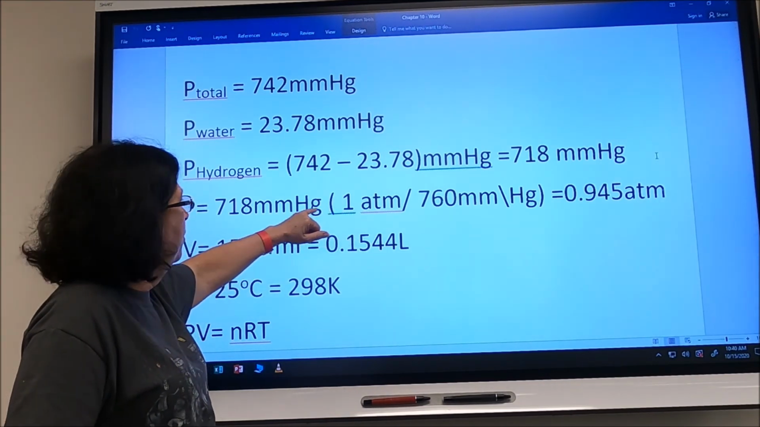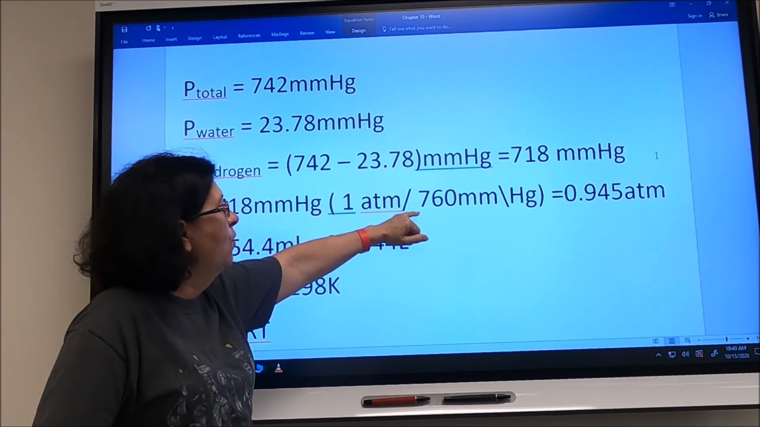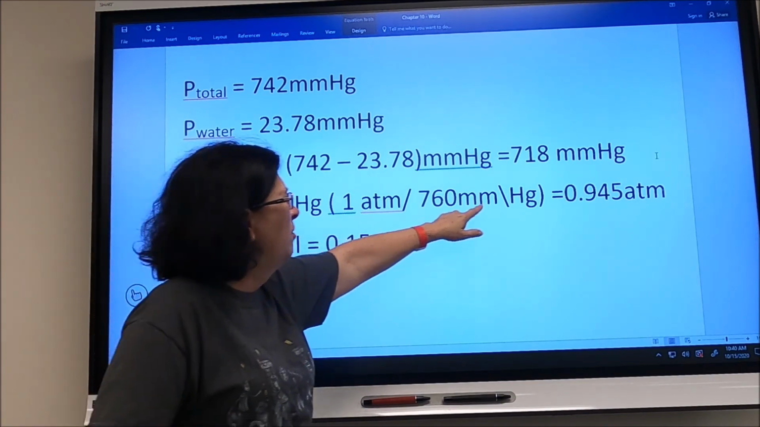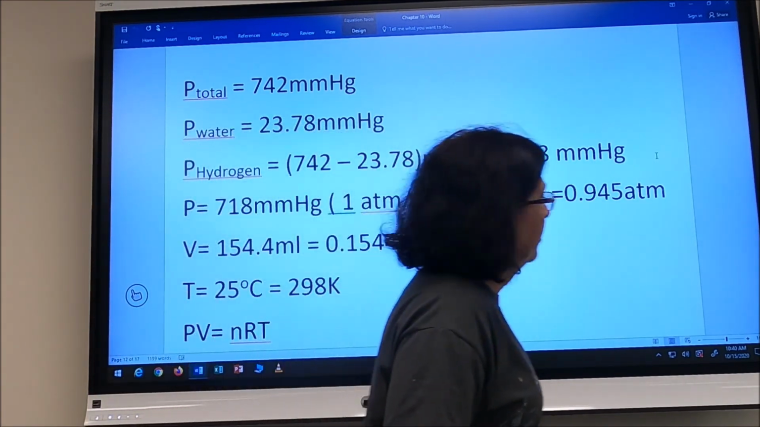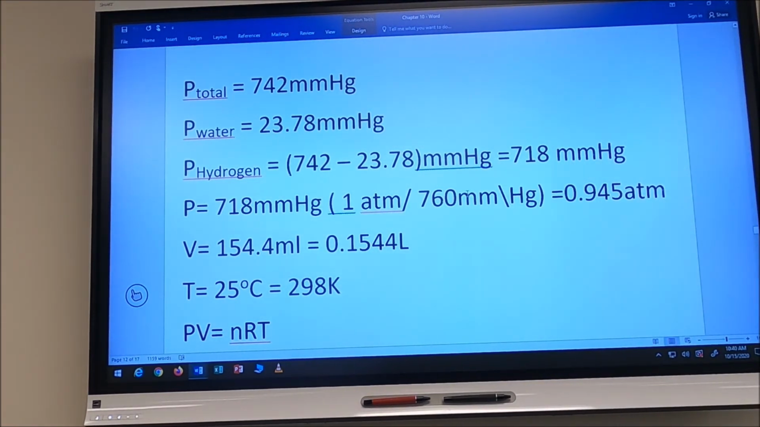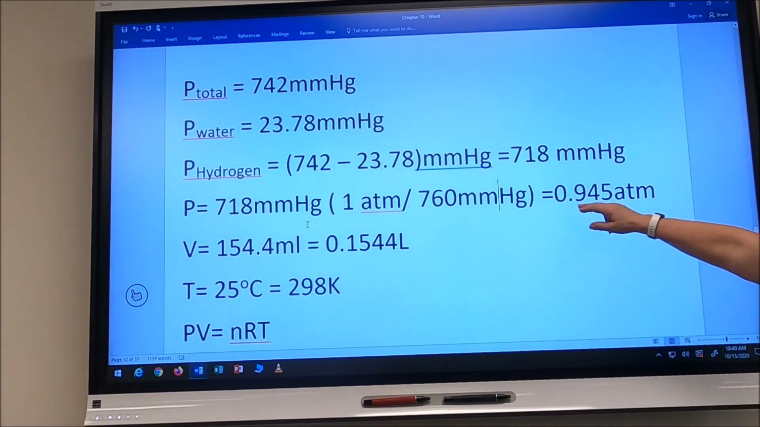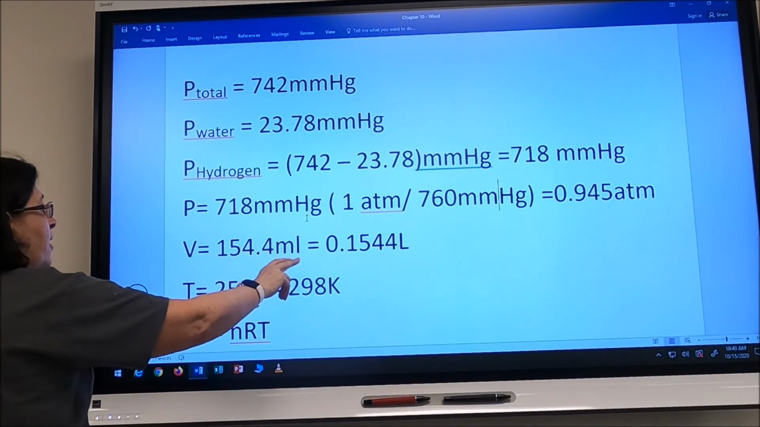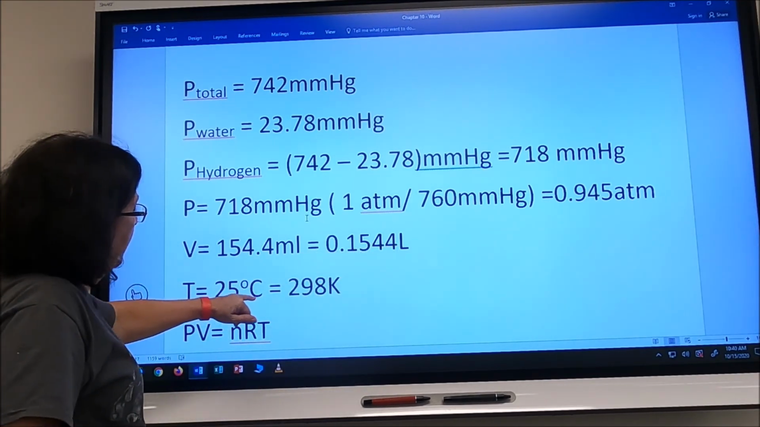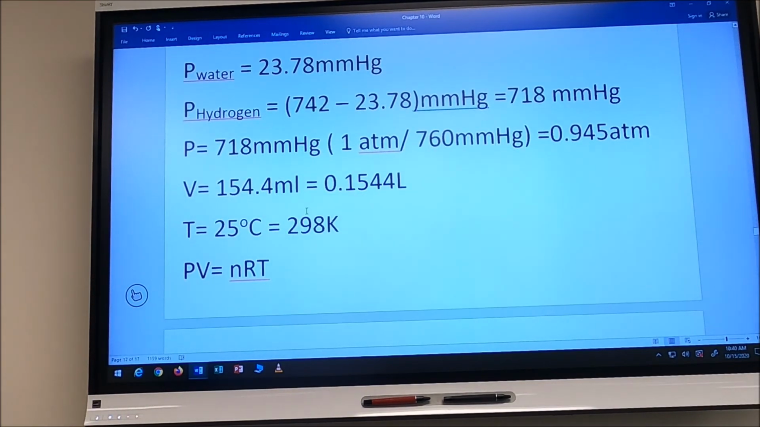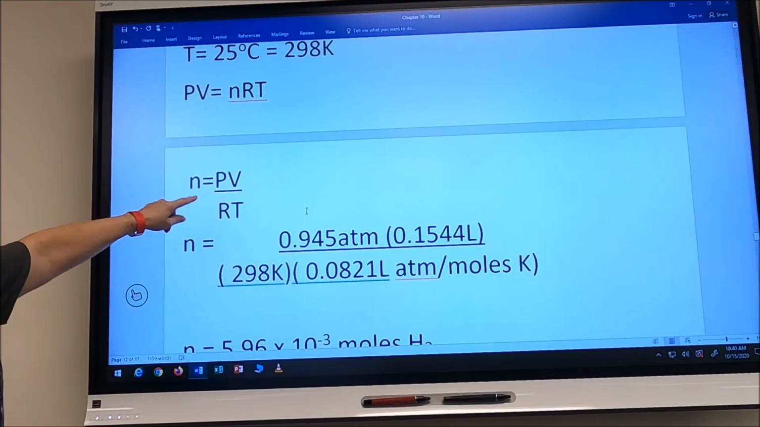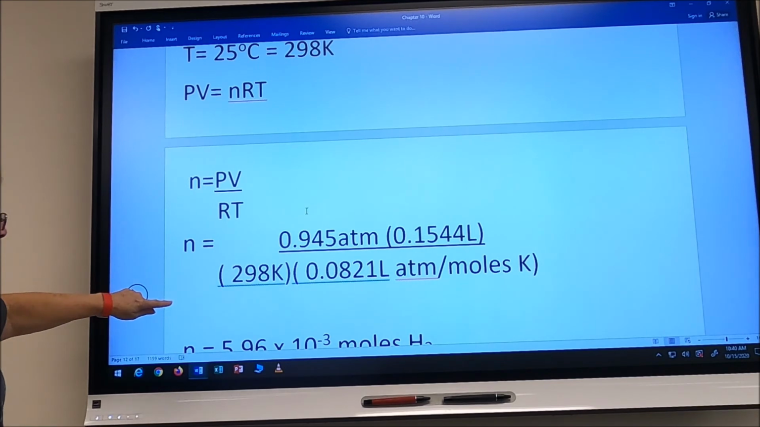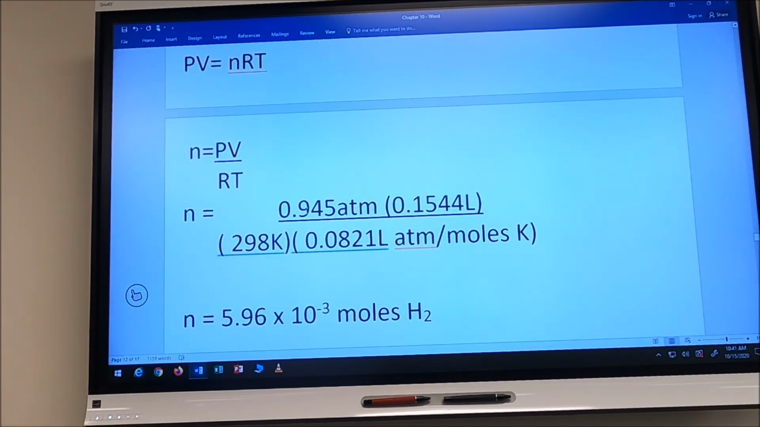If I then change it to atmospheres, 718 millimeters of mercury times one atmosphere over 760 millimeters of mercury, and that shouldn't be a slash there, it should just be millimeters of mercury. Let's fix that. So the partial pressure for hydrogen is 0.945 atmospheres. Our volume was 154.4 milliliters, so that's 0.1544 liters. Temperature 25 degrees C is 298 K. If we now use PV equals nRT, solve it for n, n equals PV over RT, plug everything in, n is 2.56 times 10 to the minus 3 moles of hydrogen.